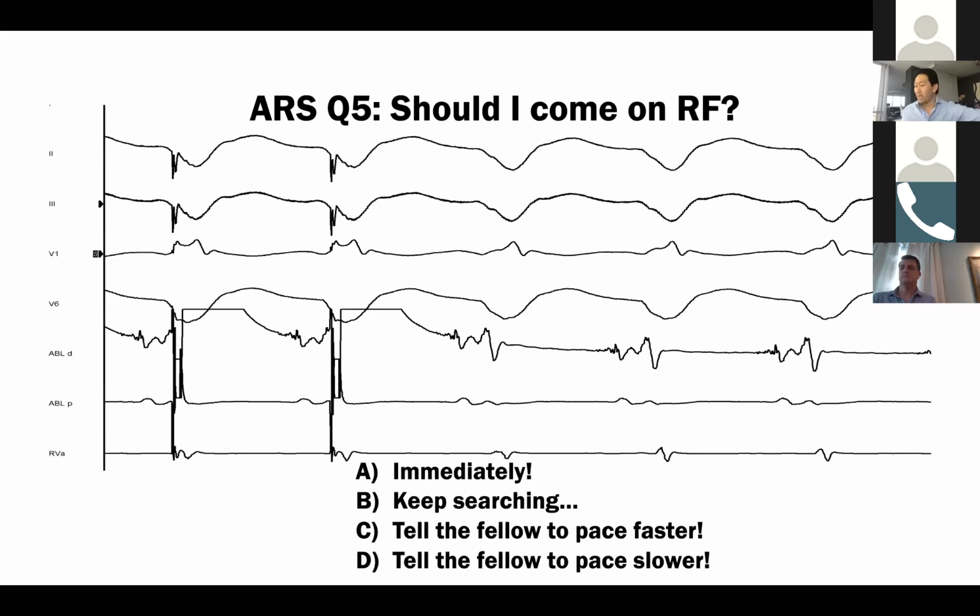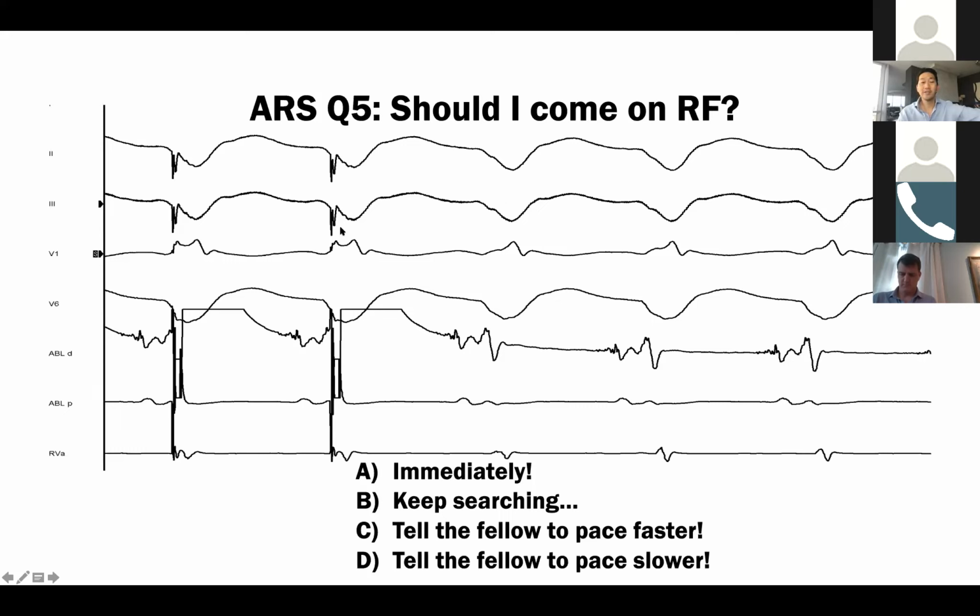I think with the remaining 7 minutes, I've got 2 or 3 other challenging ones, so we'll walk through those quickly and we'll conclude for questions. Should I come on RF here? Immediately keep searching, pace faster, pace slower. First thing I wanna say is there concealed fusion? Well, it actually looks pretty good, but again, we've got that same issue where the pacing is inside the QRS. So if it's in the QRS, it's got a long stem to Q, or maybe you're actually not even capturing.